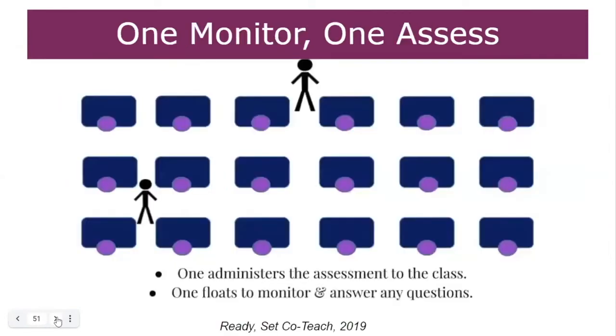So first, there's 1 monitor and 1 assess. This may look a little familiar, like the 1 teach, 1 observe or the 1 teach, 1 assist model. One teacher will administer the assessment to the class as a whole, while the other is floating to monitor and answer any questions. A time when you might want to use this is for something like a spelling test or a test that requires an oral administration of different prompts. So if you're calling out something and students are supposed to respond, this may be a time that you would use this. It's something that you will use infrequently.